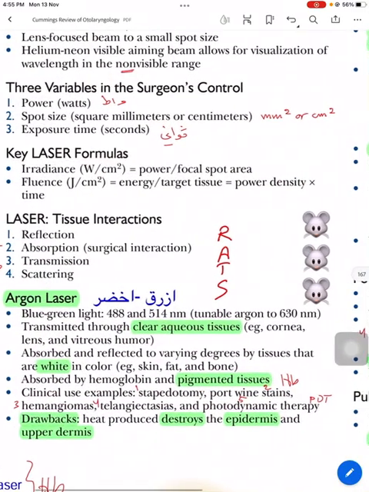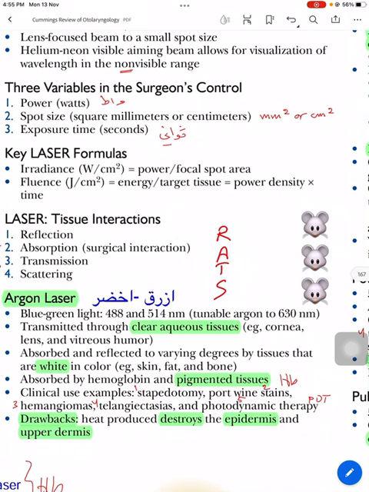One of the important questions is laser tissue interaction. Memorize it as the word RATS. R-A-T-S. R stands for reflection, A absorption, T transmission, S scattering.